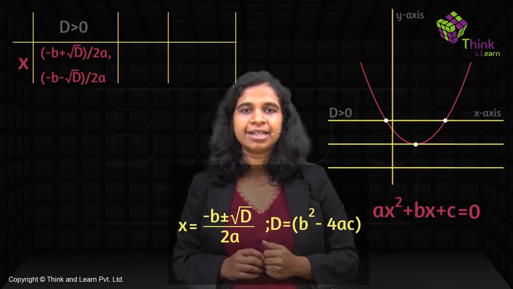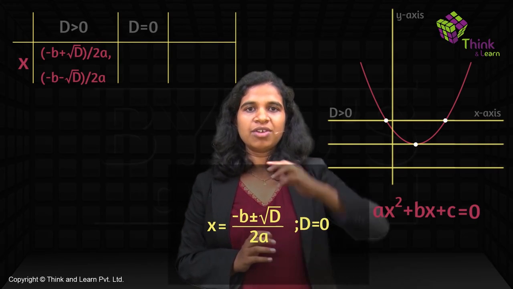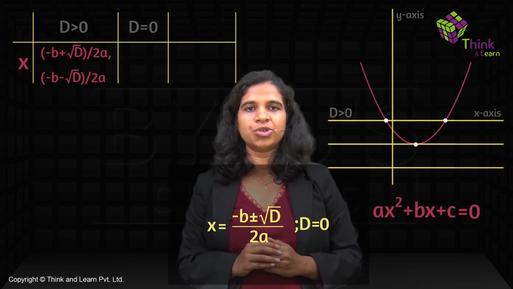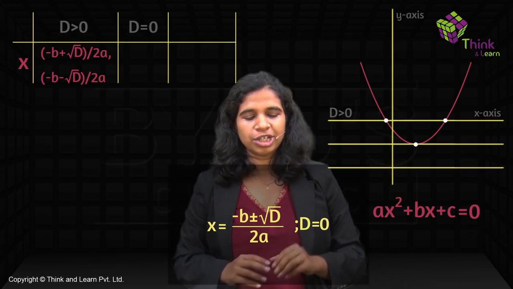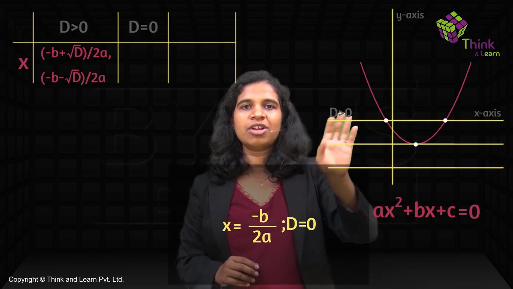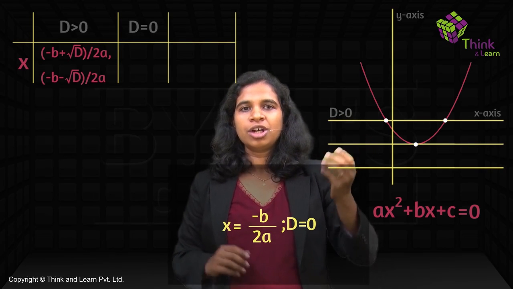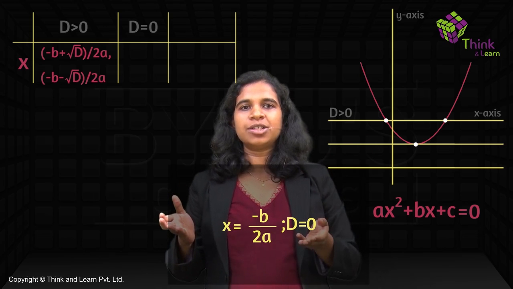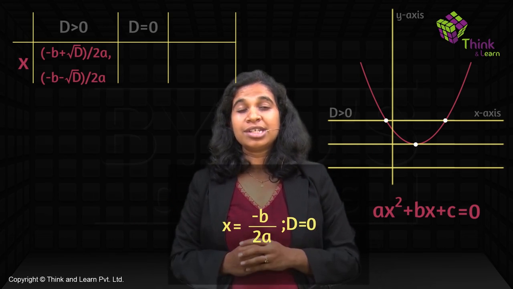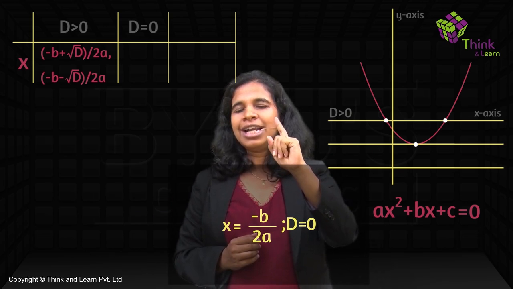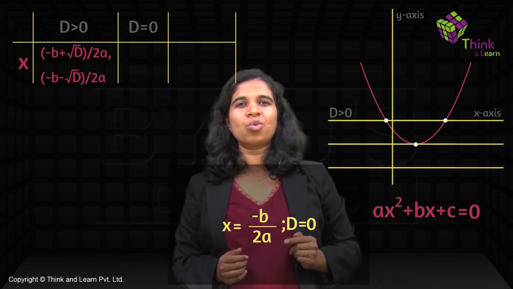Let's look at the second case. If d is equal to 0, this term becomes 0, this term will vanish. So what are you left with? You are left with x is equal to minus b by 2a, which is nothing but only one value, right? It's only one value. It's nothing but your vertex.